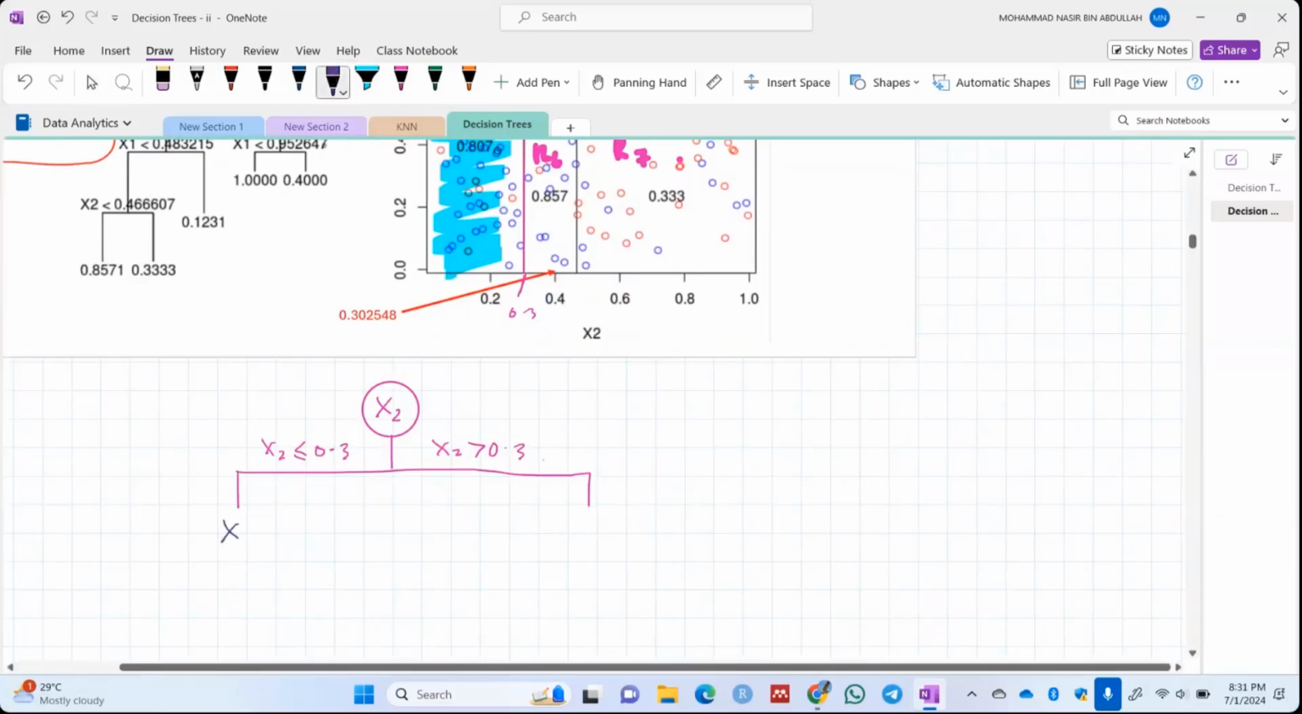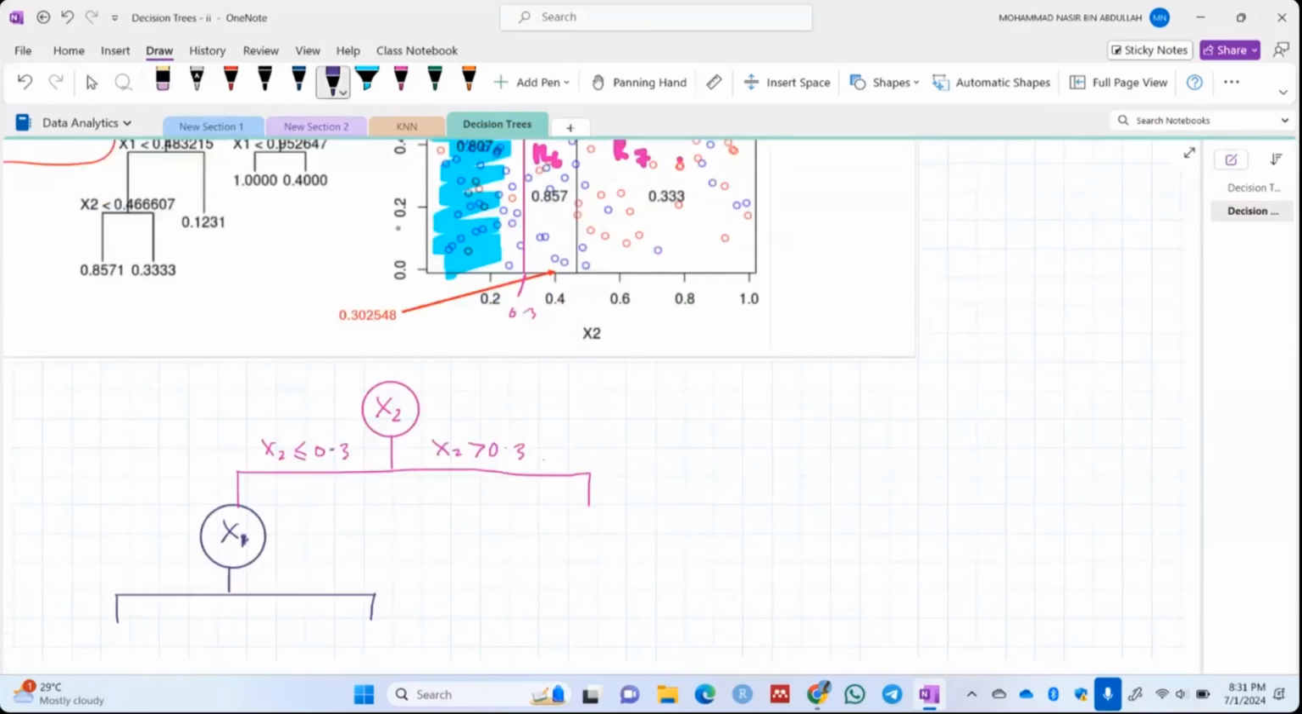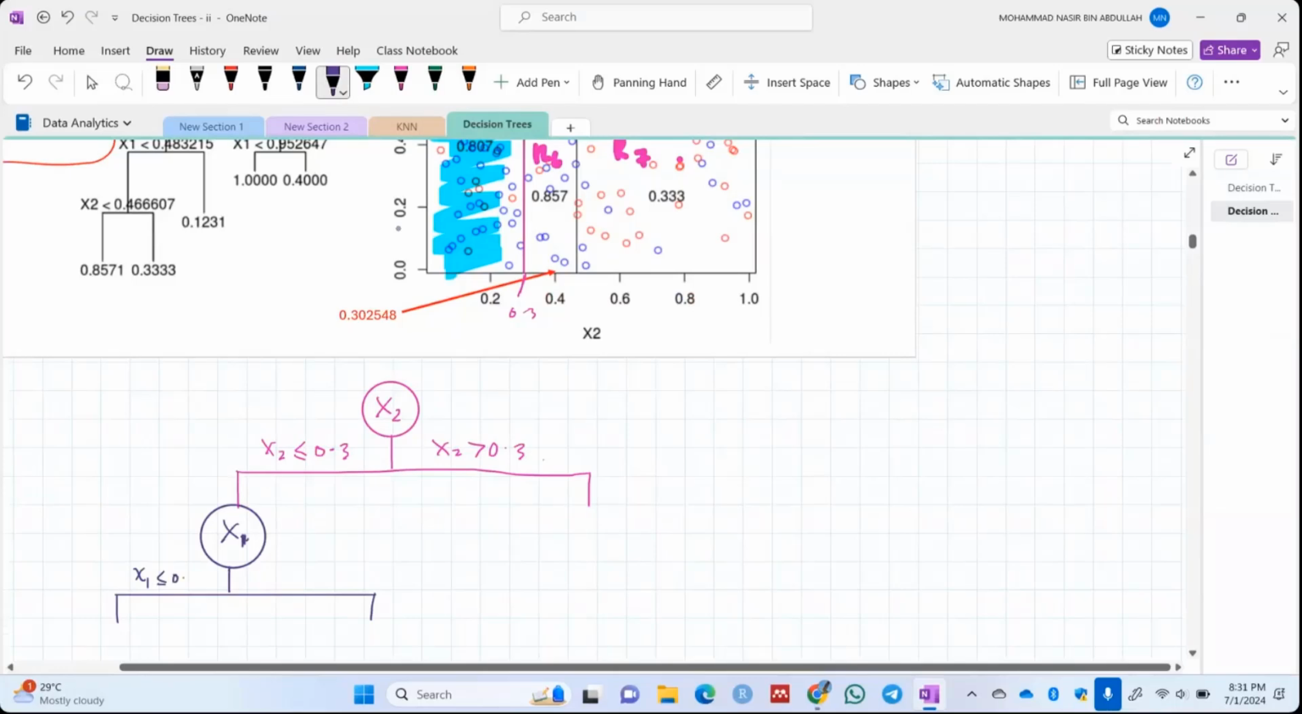So when X2 is less than 0.3, it can be split by X1. So X1 next. If you look at the partition region, it can be split by 0.8, so it splits into two regions by 0.8. When X1 is less than or equal to 0.8 and another one is X1 more than 0.8: less than 0.8 should be region number 2. More than 0.8, region number 1. Do you understand this one?